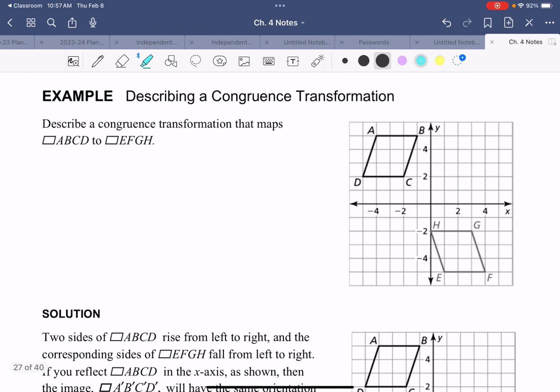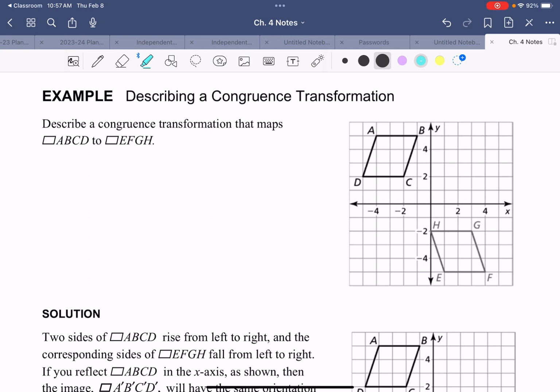Okay, so now let's describe this congruence transformation. Now, here's where it gets kind of interesting. If you're working with a partner, you both might come up with a correct answer, but they're different. Just like if I was standing at my desk and I needed to get to the front door to go out of the classroom, there's several different routes I can take to go from my desk to the door. Does that mean one is right and one is wrong? No, it just means I have options.